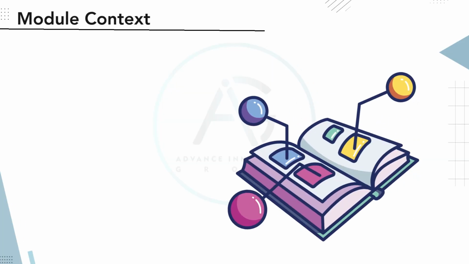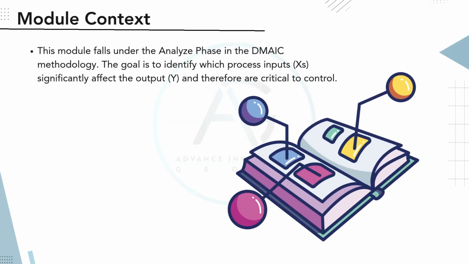Module Context. This module is part of the Analyze phase in the DMAIC methodology. The main goal here is to identify which process inputs, also called X's, have a significant impact on the process output, or Y. By understanding which inputs affect the output the most, we can focus on controlling these critical factors to improve the overall process performance. This helps in making data-driven decisions and ensures that the improvements are sustainable.